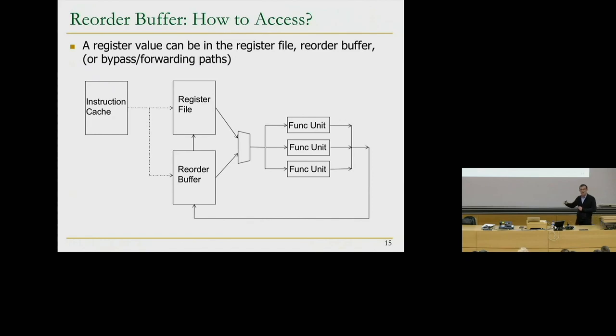So the value of a register can exist in different places. If you want high performance, you need to be able to get it from different places. Remember, we introduced a bypass path so that you can get the value right after it's produced, so that the instruction doesn't need to wait until the value is written into the register file. If the value is produced over here in the function unit, just bypass it.